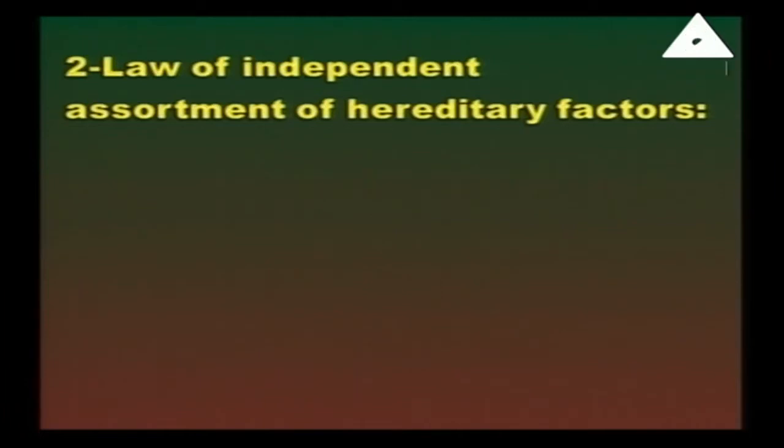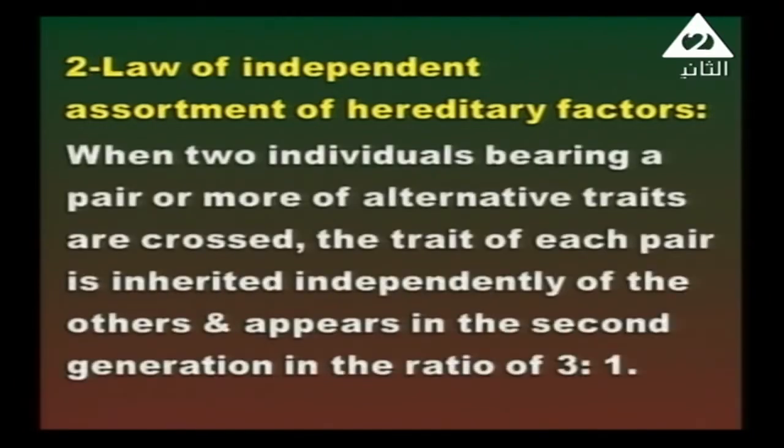What is meant by the law of independent assortment of hereditary factors? This is Mendel's second law. When two individuals bearing a pair or more of alternative traits are crossed, the trait of each pair is inherited independently of the others and appears in the second generation in the ratio 3:1.